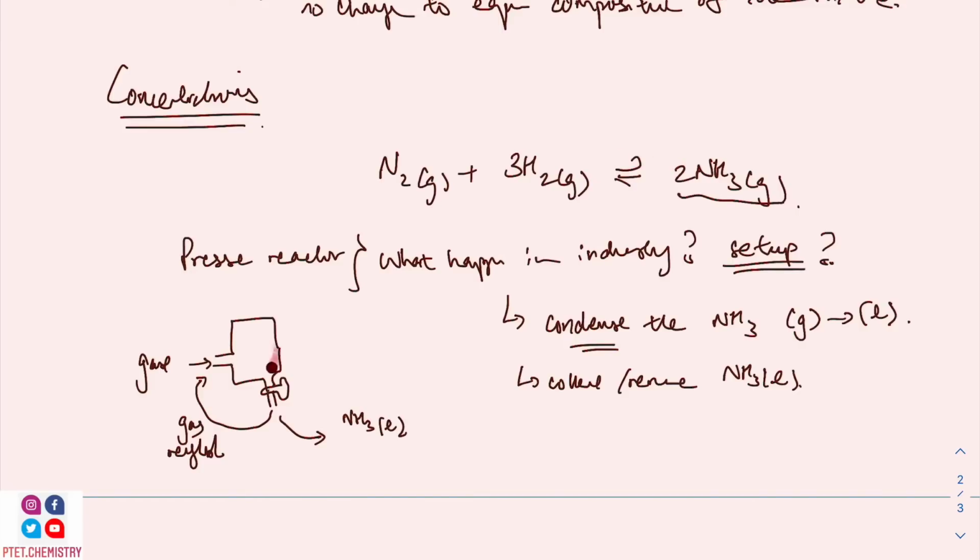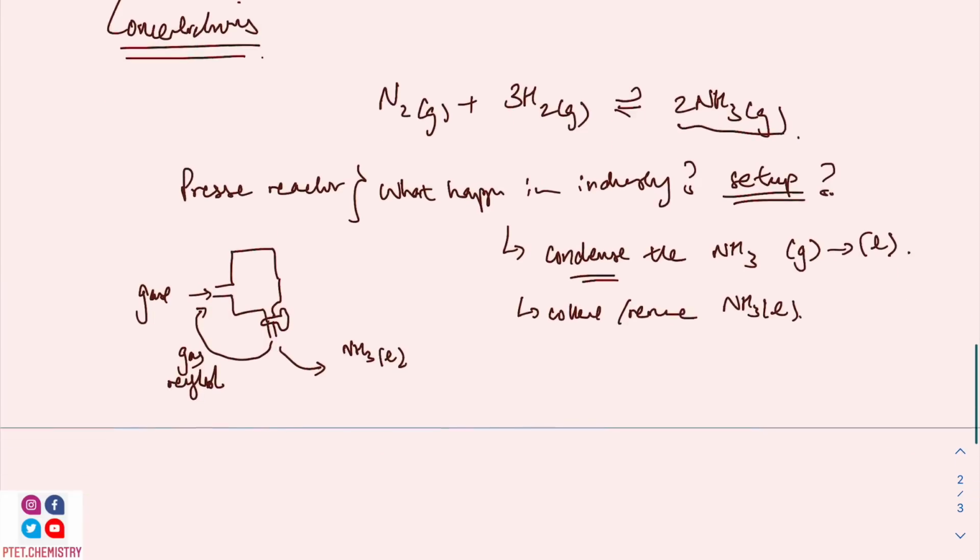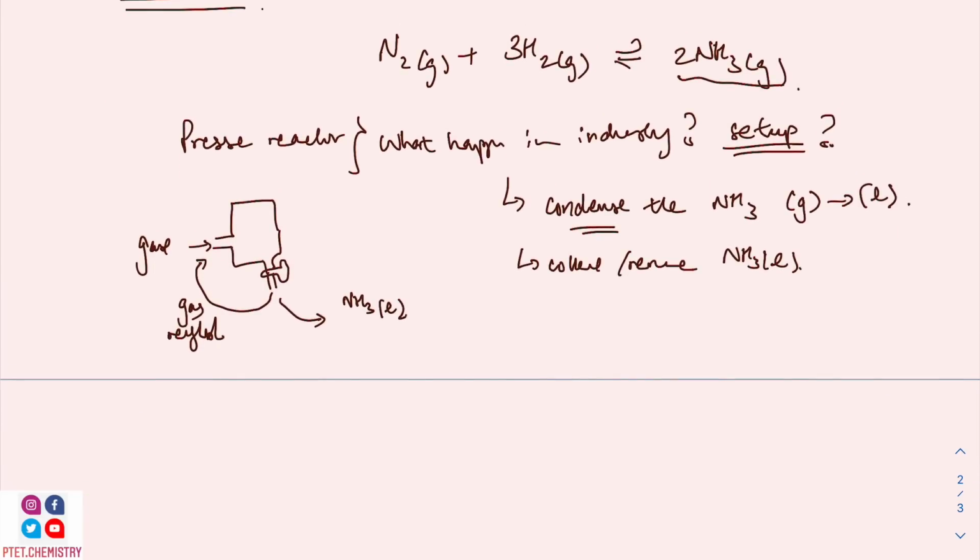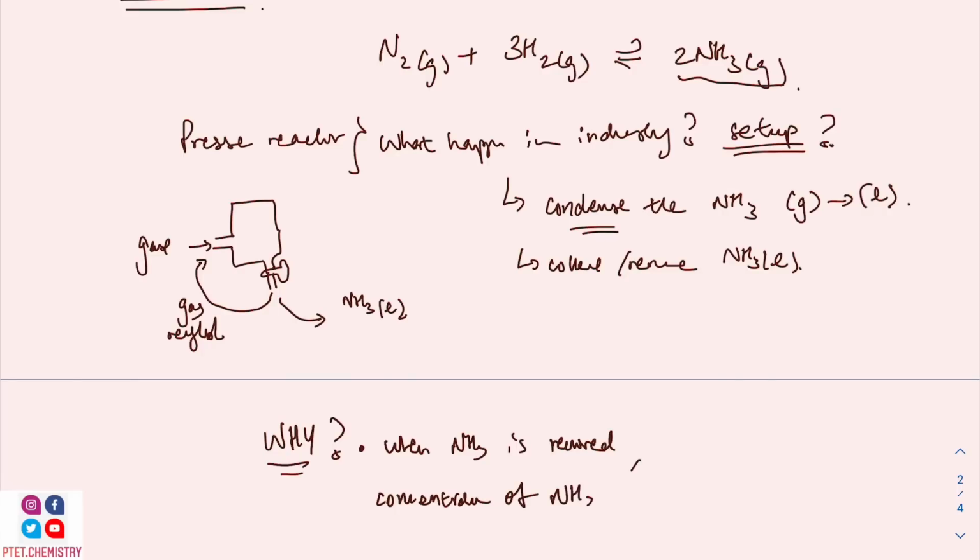So the NH3 gas which is formed inside this reactor will go out as liquid NH3 as you do the condensation. Why do you do that? Okay, it's to do with concentration. So why do you remove the NH3 as a liquid as the reaction progresses? Well, the reason is that when NH3 is removed, whether as a gas or as a liquid, in this case as a liquid, the concentration of NH3 would decrease.